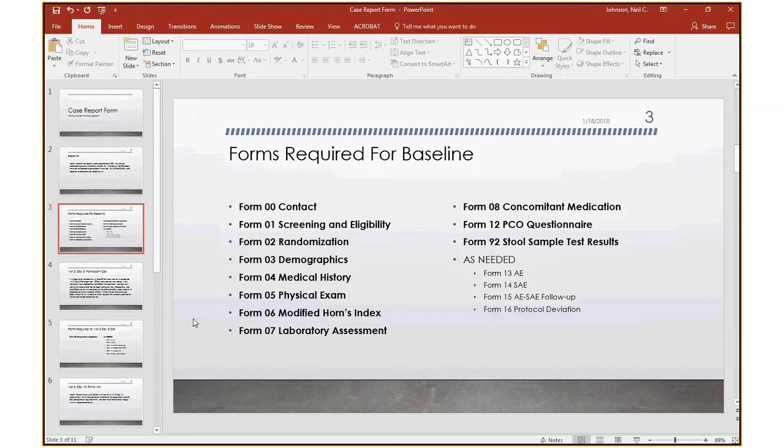You will also complete as needed Form 13, Adverse Events, Form 14, Severe Adverse Events, Form 15, Adverse Events and Severe Adverse Events Follow-up, and Form 16, Protocol Deviation. So we don't expect this to be common.